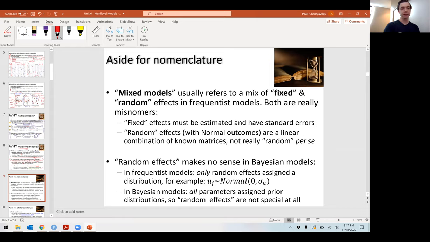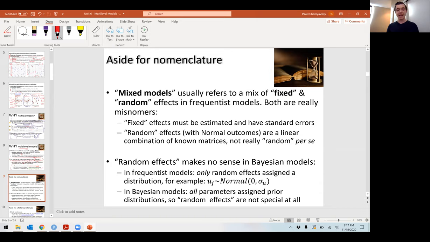And that's because even 10 years ago, you would have a set of fixed effects and a set of random effects. But really, they're both misnomers. So the random effects are like your random intercepts and the random slopes. They're the things that let your strata have their own means. And they're the things that let your strata have their own slopes. And they would get a distribution. In a frequentist world, those would be the only things that got a distribution. But in a Bayesian world, everything gets a distribution.